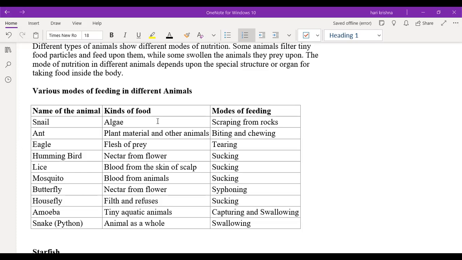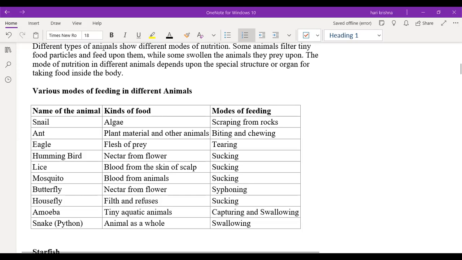Next, if you take the ant, generally it will feed upon plant materials or animal materials. But what is the mode of feeding in the case of ants? Biting and chewing. Okay. Next one is eagle. What is the kind of food it depends on? Flesh. Then what is the mode of feeding in the case of eagle? Tearing.